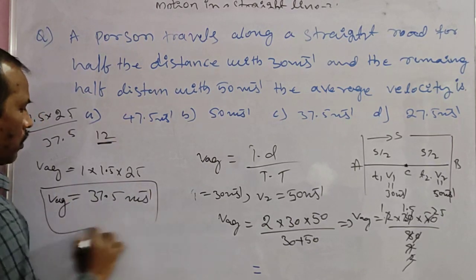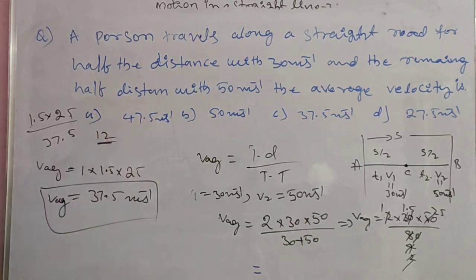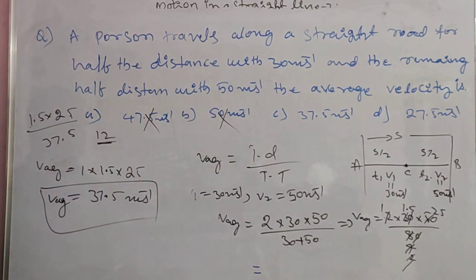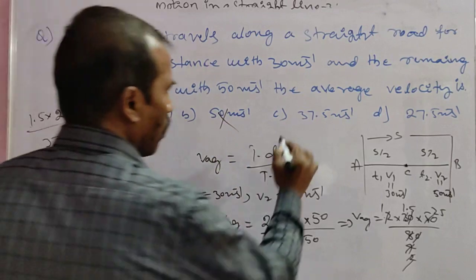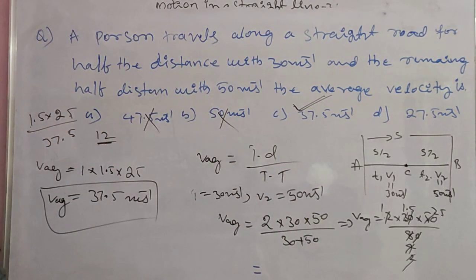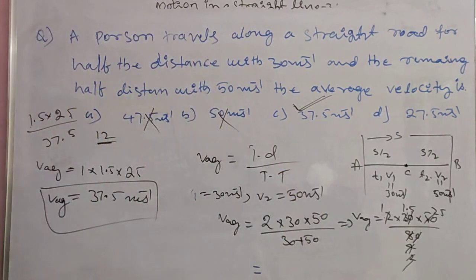So the options: option A, 47.5 meter per second, this is not the correct answer. Next, 50 meter per second, this is not the correct answer. Next, 37.5, this is the answer. Okay, option C is correct. Note this one first of all. Next problem.